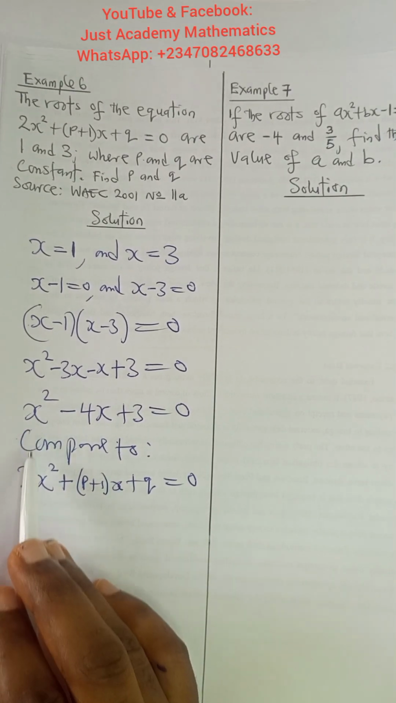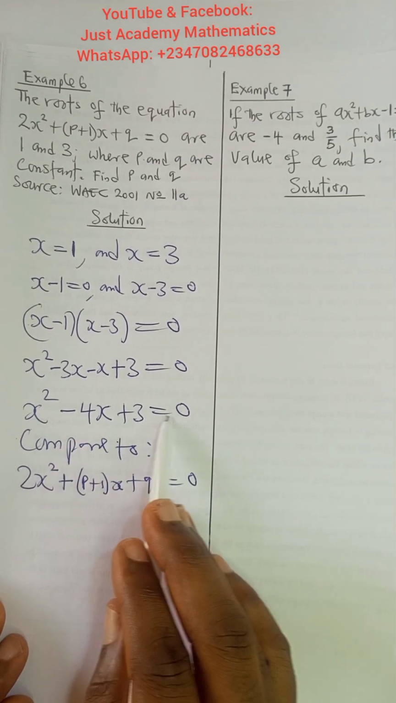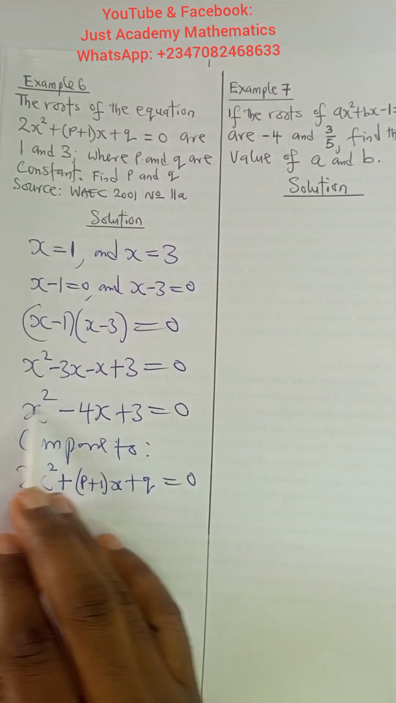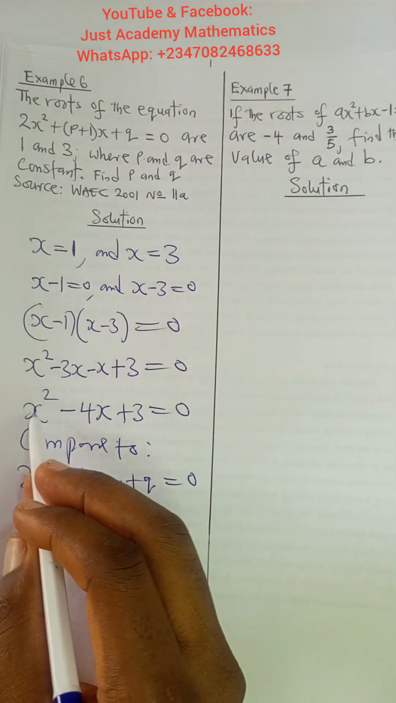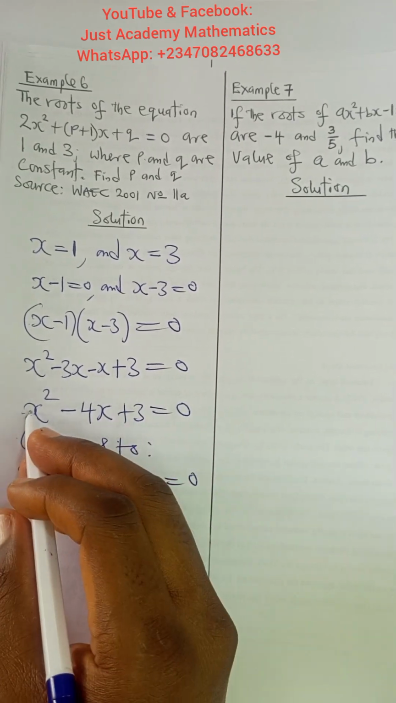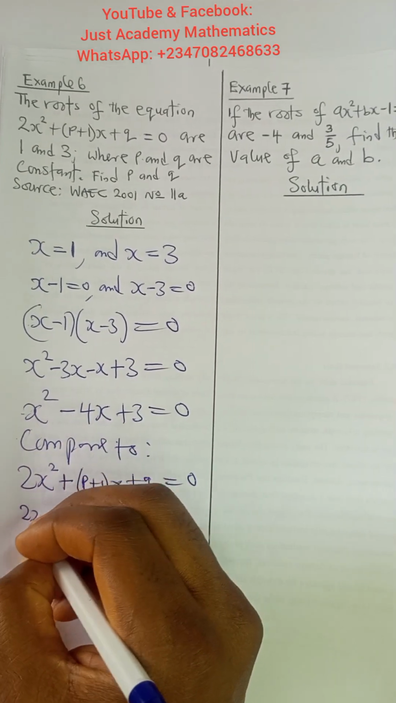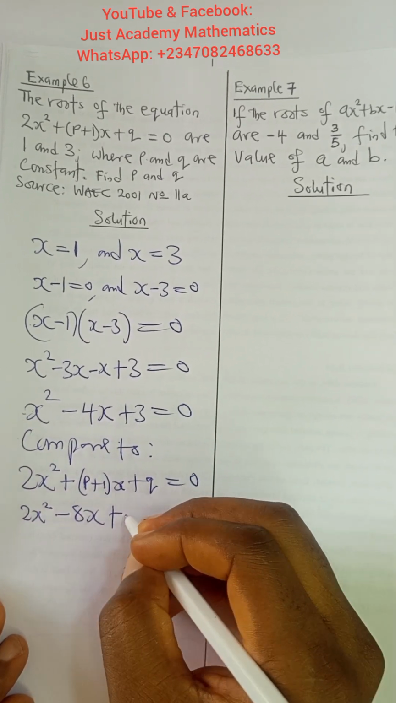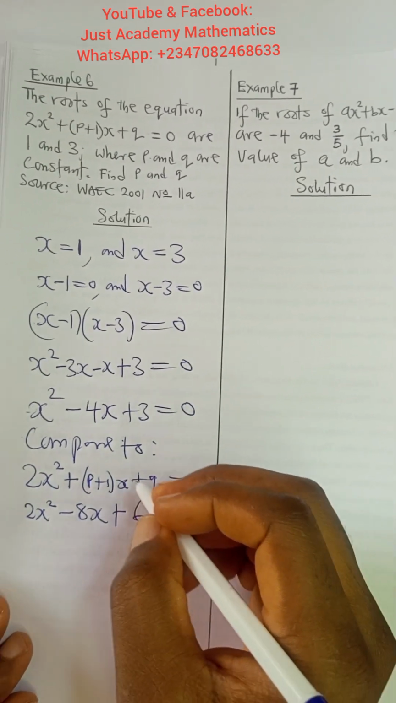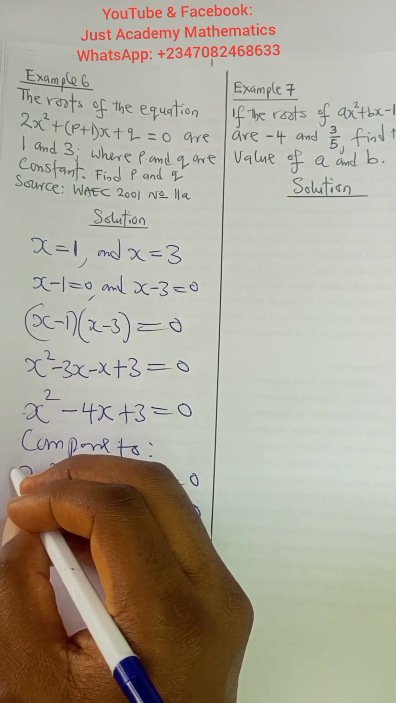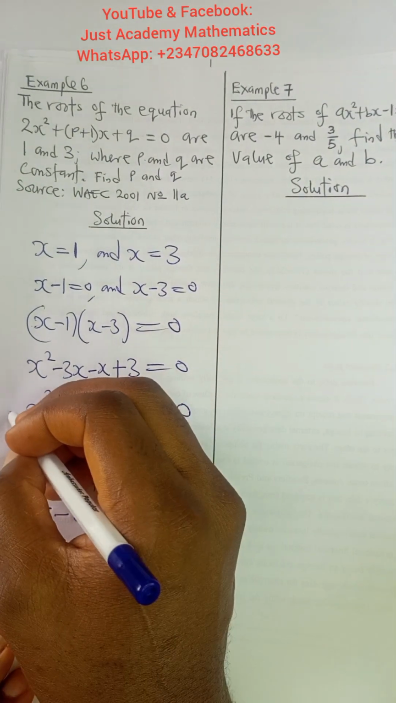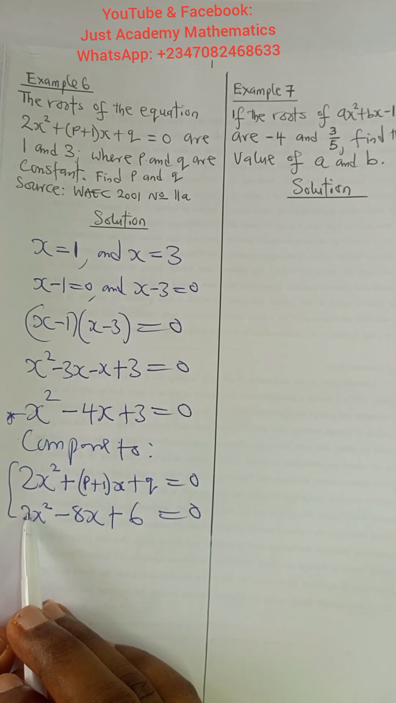Since this one is 1 and this one is 2, let's multiply the whole of this with 2. In an equation, whatever you do to both sides is allowed. So if I multiply through with 2, that one will give me 2x squared minus 8x plus 6 equals to 0. Now, it is at this stage that you can compare the coefficients. Not here. You can't compare the coefficient here. We compare the coefficient now.